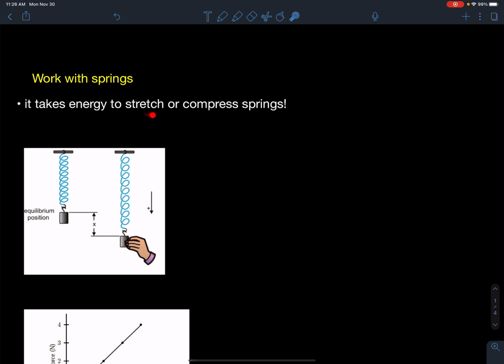Well, it takes energy to stretch or compress springs. So here I have a spring at its equilibrium position. And if I pull that down, this is my displacement from equilibrium. So how would I calculate how much work it's going to take for me to pull that down? If I analyze the force, the graph would look like this. As I pull it down, my displacement on the bottom, the force increases like this. So how would I go about calculating the work?